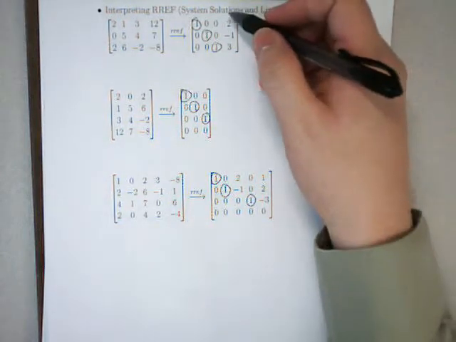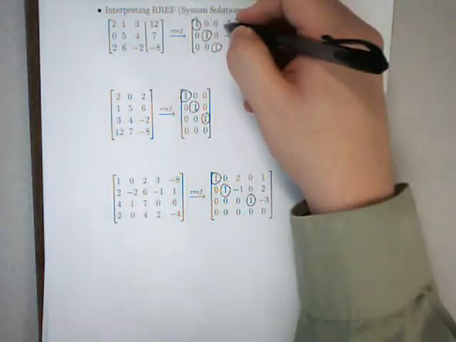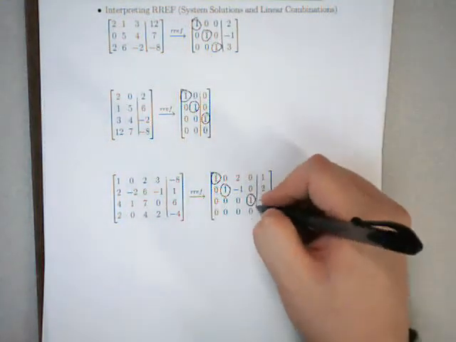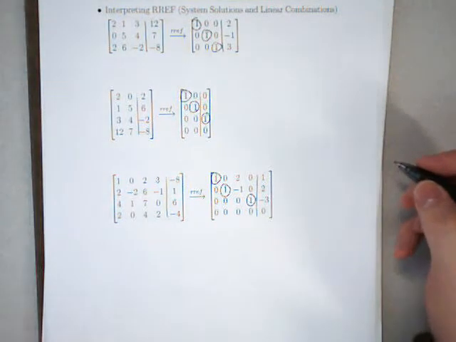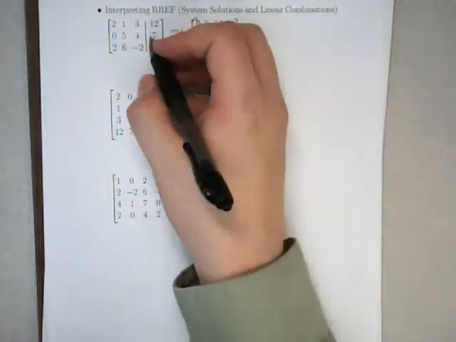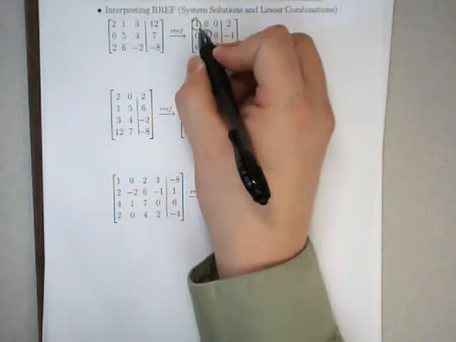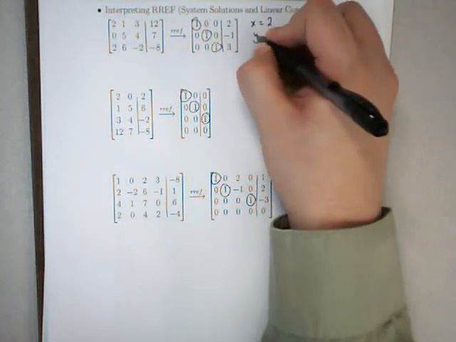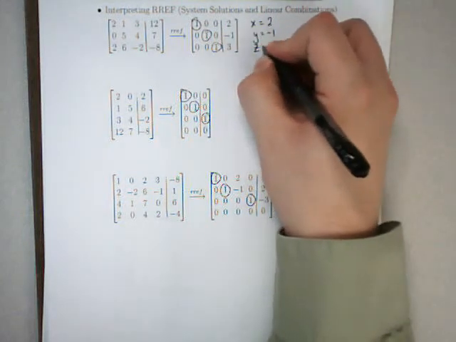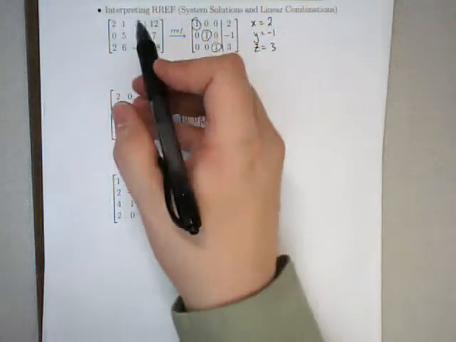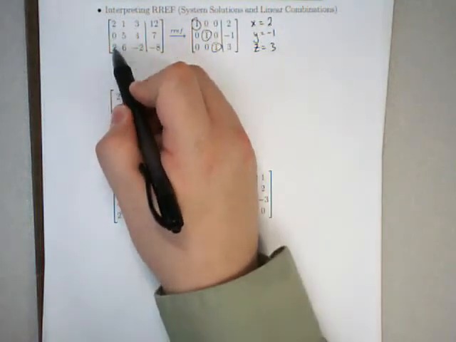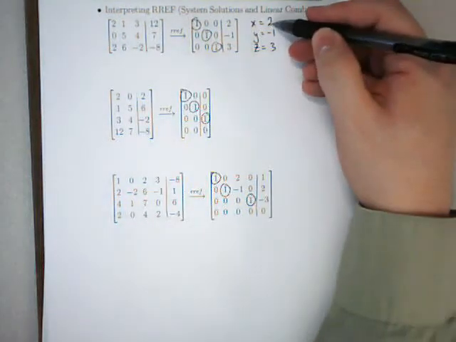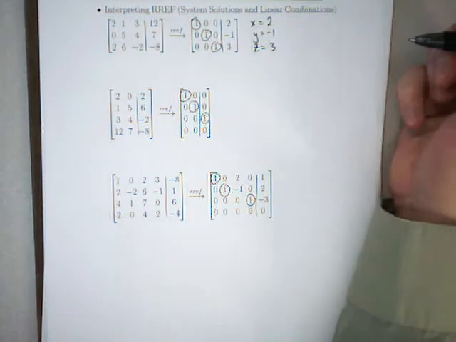Now we're going to interpret it in terms of systems. When we interpret it in terms of systems, there are essentially equal signs that we left out here that I'm going to put back in. When I put in the equal signs, the reduced row echelon form over here says x equals 2, y equals -1, and z equals 3. In other words, this is a system of three equations with three unknowns, and we have a unique solution: 2, -1, 3.